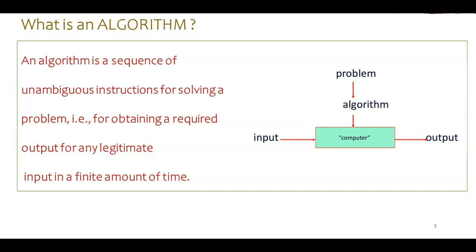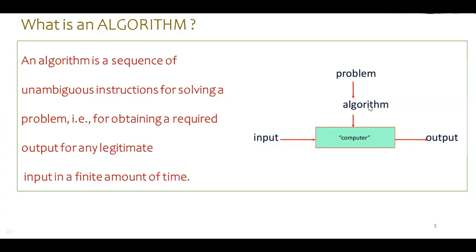For any problem, we are expecting some output, and we can get that output in a finite time. For that, we have to give a finite set of input. Now you can see the representation of an algorithm in a graphical way here. This is the given problem. Now we have to provide an algorithm, and this algorithm is taken by your computer or your machine, and it expects some input and is going to give some output.